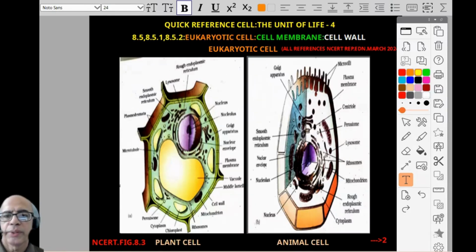Okay, quick reference, Unit of Life, Part 4, Chapter number 8. Now eukaryotic cell, cell membrane, cell wall. All references based on NCERT, reprint edition, March 2024. So the first two diagrams you are familiar with. A typical plant cell and animal cell has been shown. And for the usual theory question, it is a diagram-based question. For the NEET exam, it is a labeling question, etc. And we can also find the differences from these two diagrams. So the first page, I think it is clear. So we can proceed to the next page.